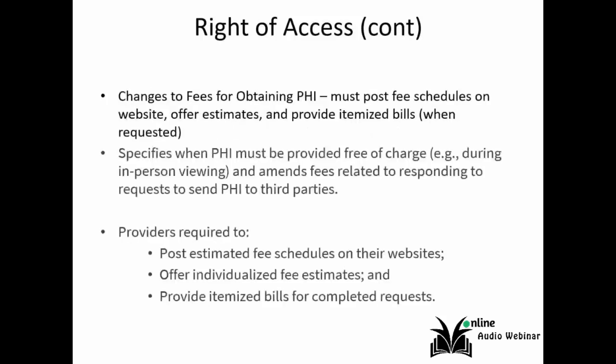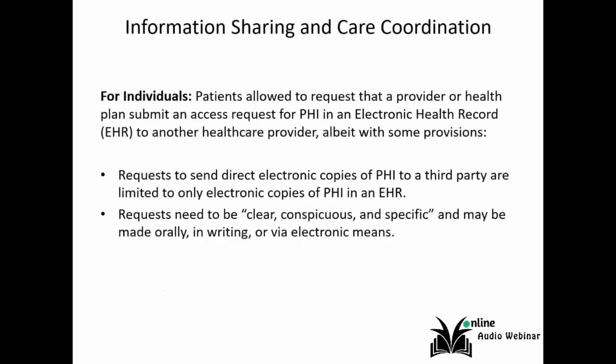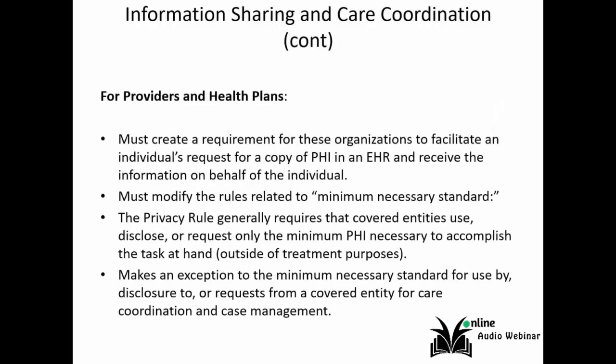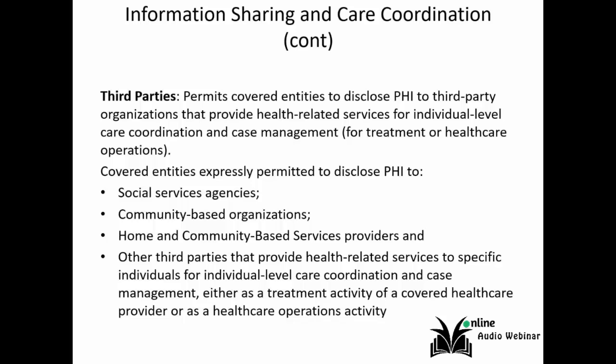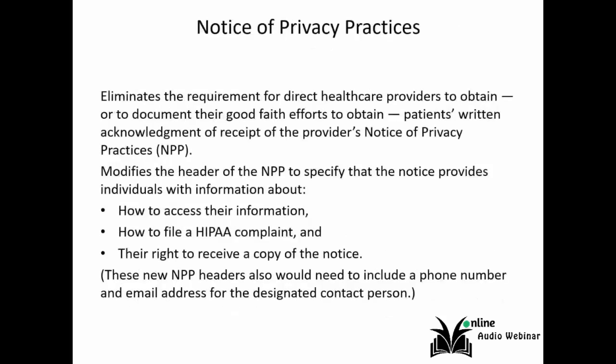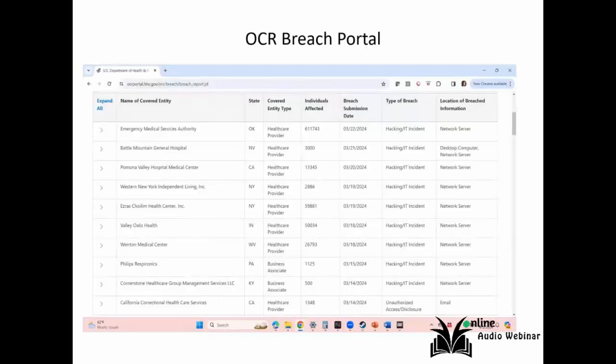Changes to fees for obtaining PHI. Requests need to be clear, conspicuous, and specific and may be made orally. Must modify the rules related to minimum necessary standards. So covered entities are expressly permitted to disclose PHI to social services agencies. Eliminates the requirement for direct healthcare providers to obtain or to document their good faith efforts to obtain patients' written acknowledgement of the receipt of the provider's notice of privacy practices. Any breach of over 500 medical records must be posted on the OCR's portal.